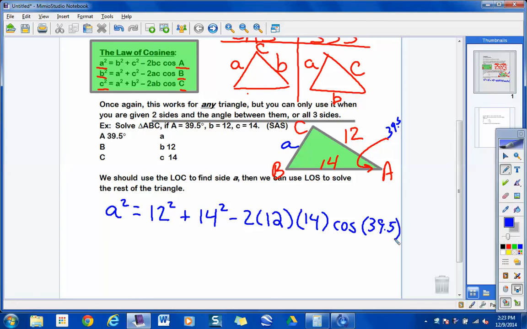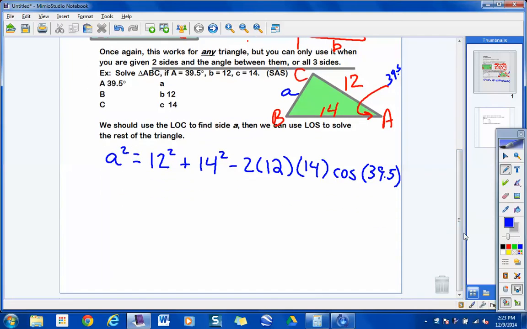I'm going to back away here. A squared is equal to, this is my B squared part, right? Plus my C squared part, minus 2BC cosine of angle A. With me on this? Okay, so let's do a little bit of calculating here.